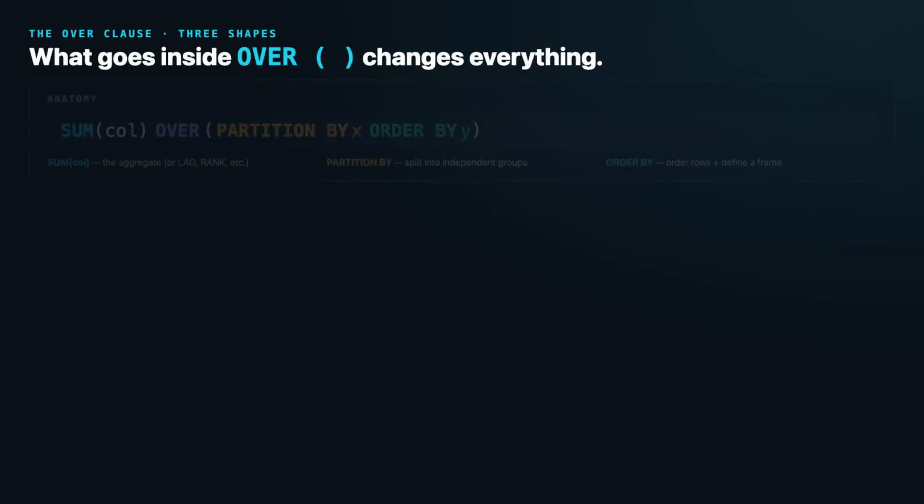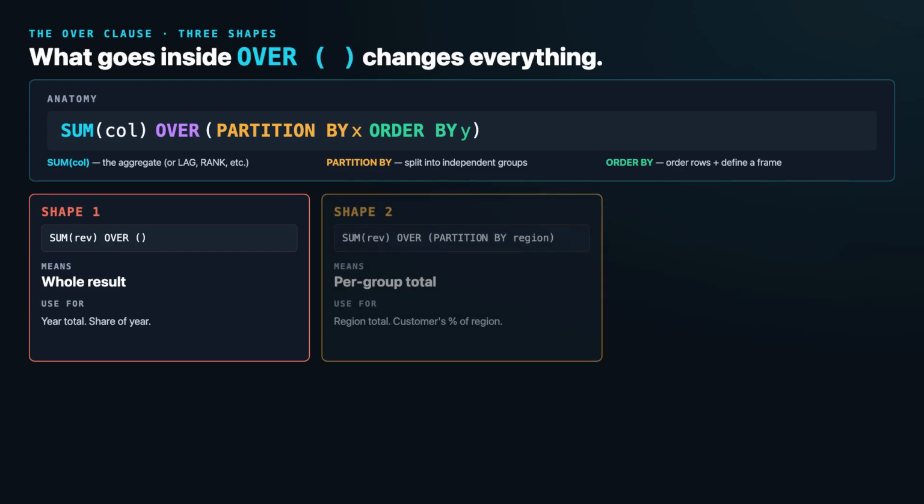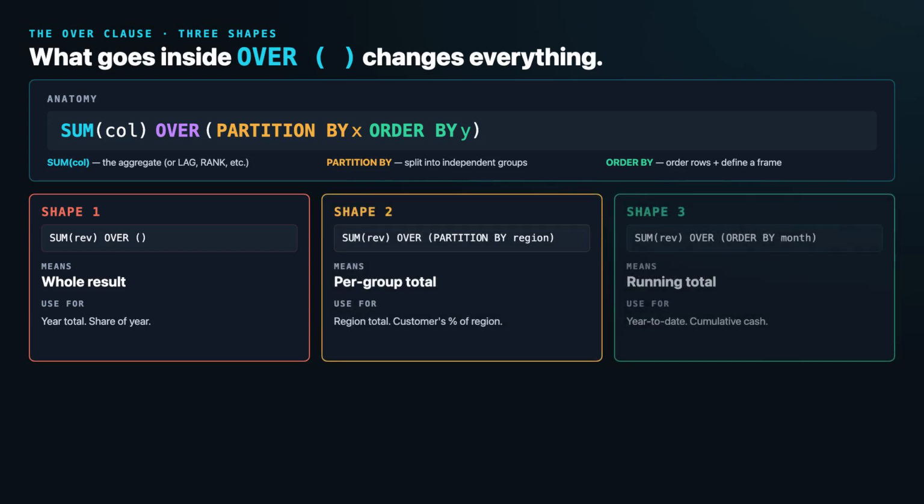Time to break down the OVER clause. 3 pieces inside the parentheses. The aggregate, then PARTITION BY, then ORDER BY. Each one optional. Each one changes the shape of the window.